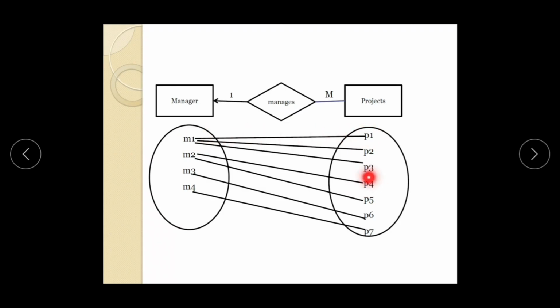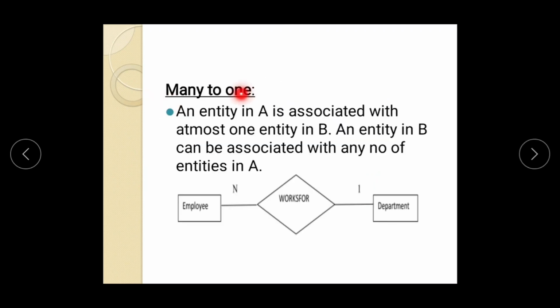Similarly, P4 is managed only by M2, not by M1, M3 or M4. So this is called one to many cardinality. Next is many to one cardinality, the reverse way.